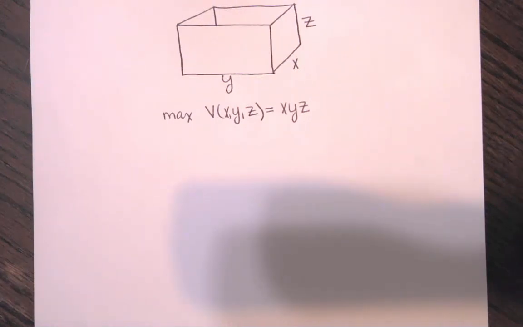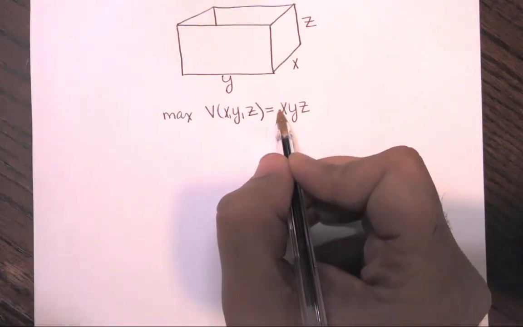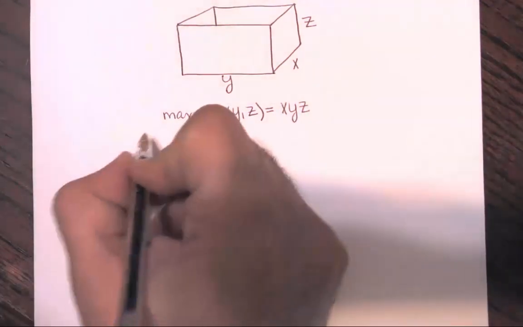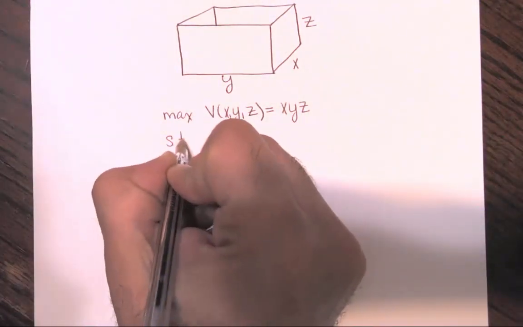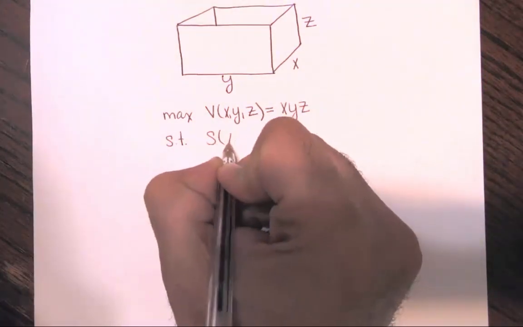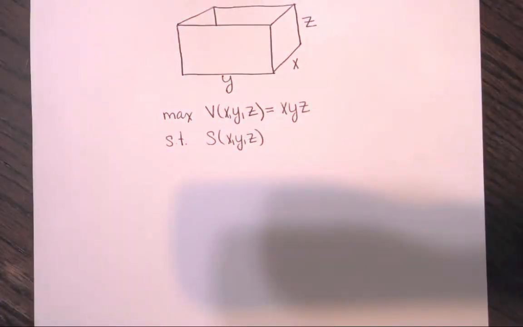Of course, if this is all I had, I can make the box infinitely big. So to make this a tractable problem, we have to have constraints. So it's constrained to the fact that my surface area must be of a given number of meters squared.